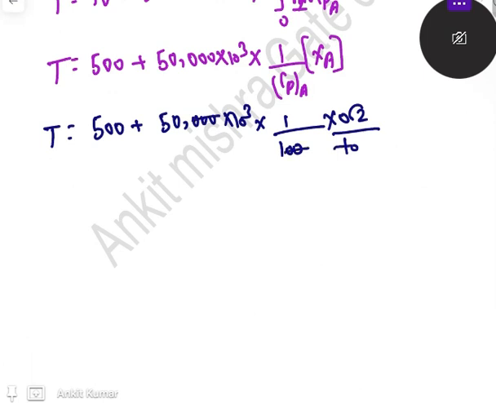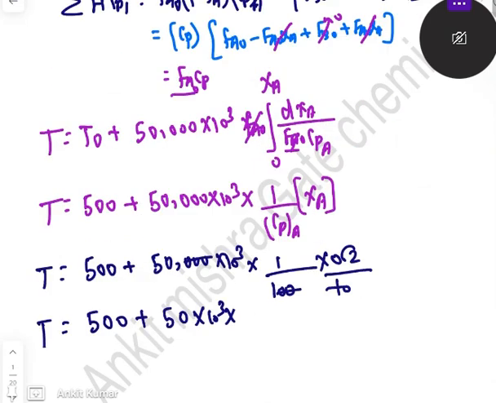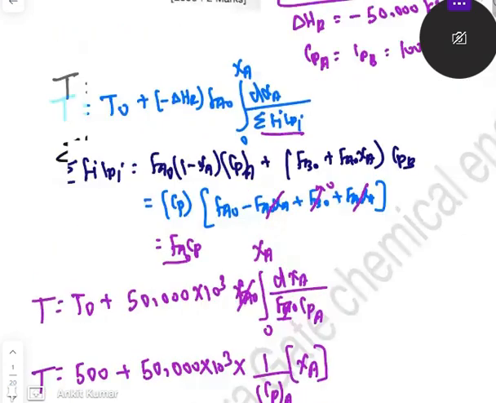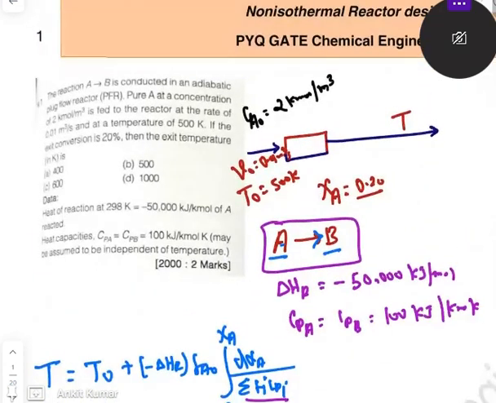So you will cut these things. So you will be left with T equals 500 plus 50 multiplied with 10 to the power 3 into something, I am mixing something here.